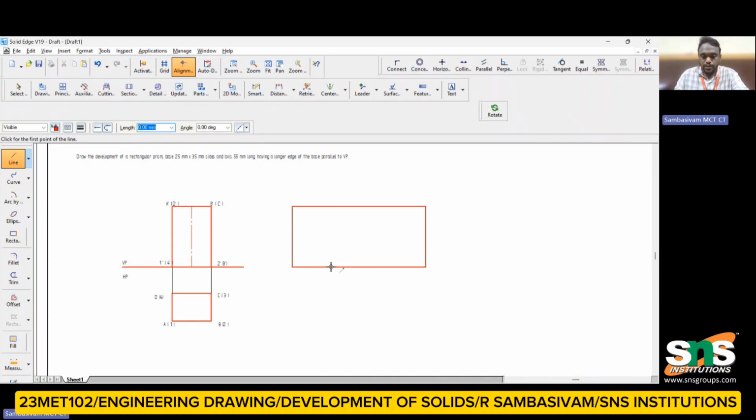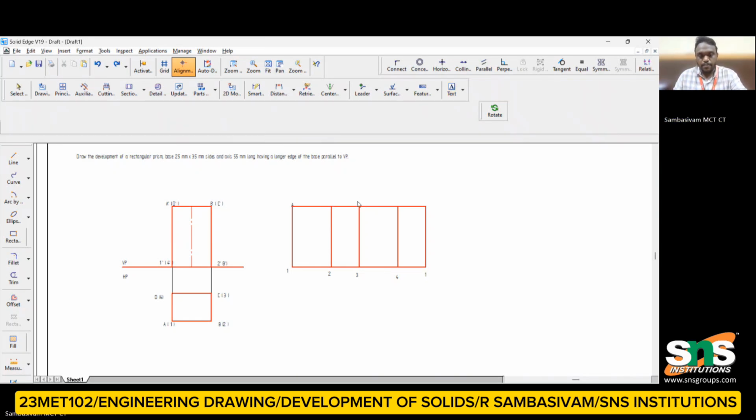Similarly, I have to draw the development like this. Similarly, from 25 mm, it will be like this. When the object is spread out, this prism will look like this. By the naming itself, you can understand this point is 1, this point is 2, this point is 3, this point is 4, and again it closes with the point 1. Similarly, this point is A, this point is B, this point is C, this point is D, and again the point will be A. This is how the lateral surfaces are developed.